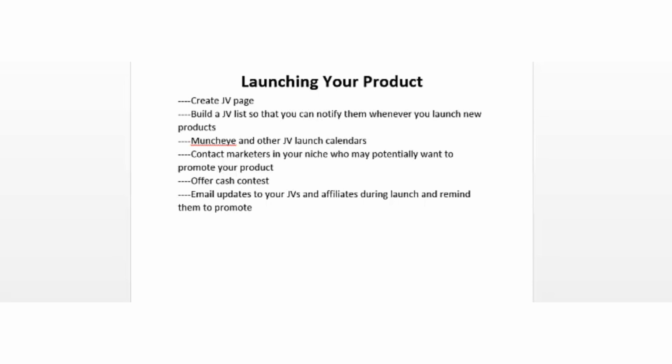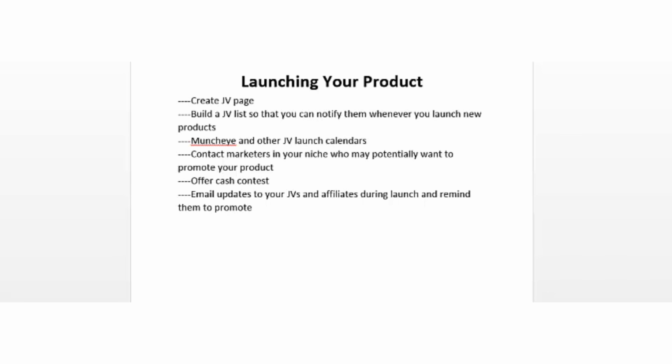I scan JV launch calendars such as Munchai for products to promote, and that's what I recommend you do. When you have a product launch coming, list your product on one of these many JV launch calendars, such as Munchai. I just use Munchai, but if you want, you could use other JV launch calendars. What I'm talking about is websites where they list upcoming product launches, because you want to get exposure and you want affiliates to take notice of your upcoming product launch.